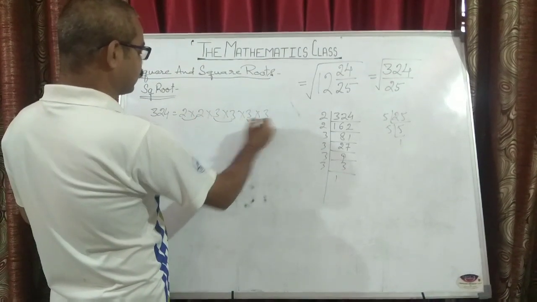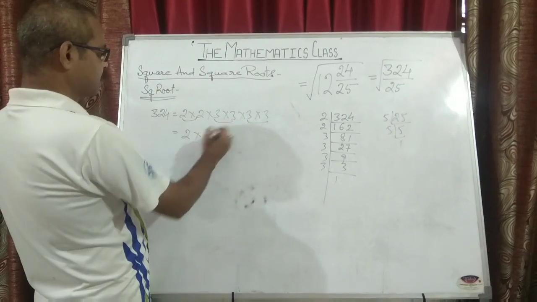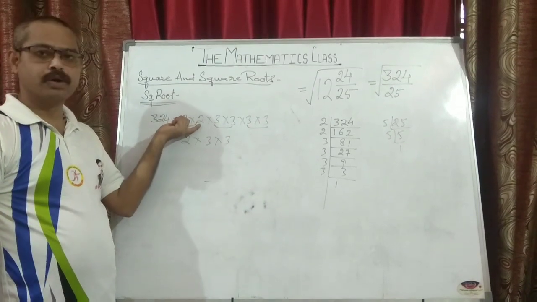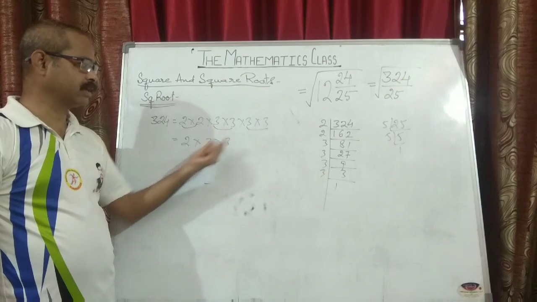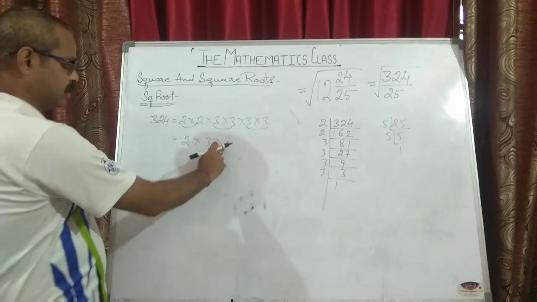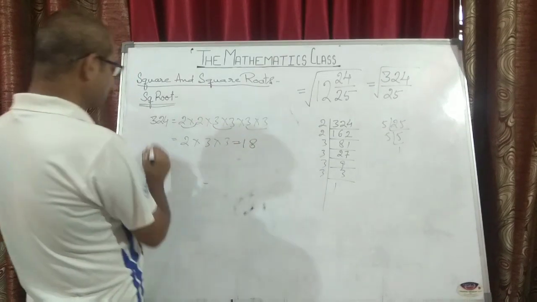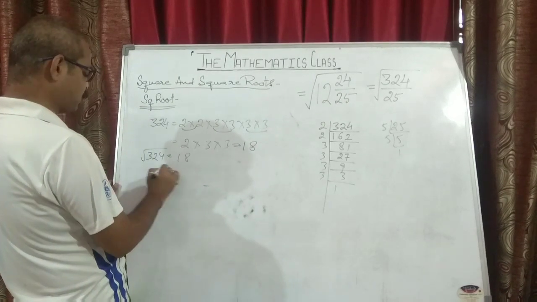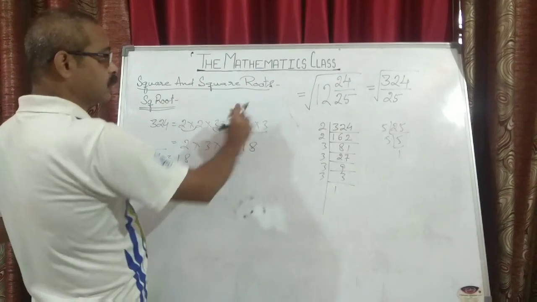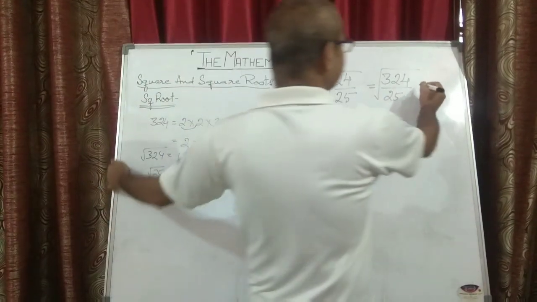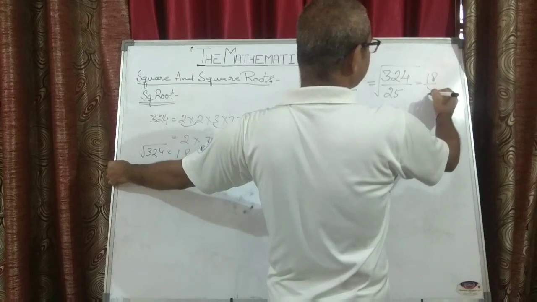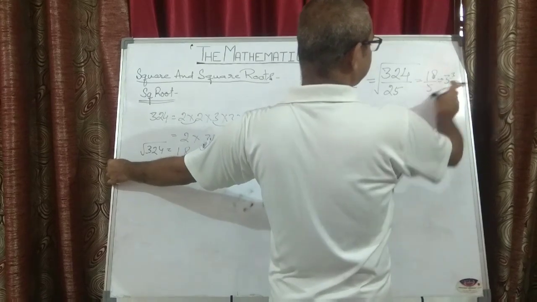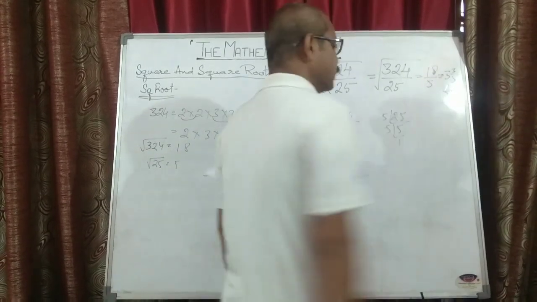So one pair, one pair, one pair. Finally its root will be 2 into 3 into 3. For each pair we write one value. For these two 2s we write one 2. For these two 3s, we write one 3. For these two 3s, we write one 3. So 3 3s are 9, 2 9s are 18. Means the square root of 324 is 18, and the square root of 25 is simply 5. So its root will be 18 upon 5, or you can say 5 3s are 15, 3 whole 3 upon 5. That is the final value.